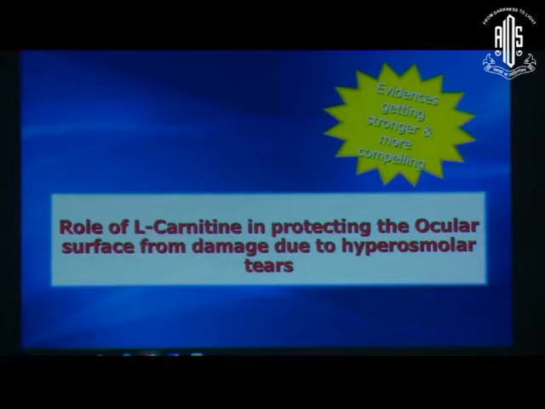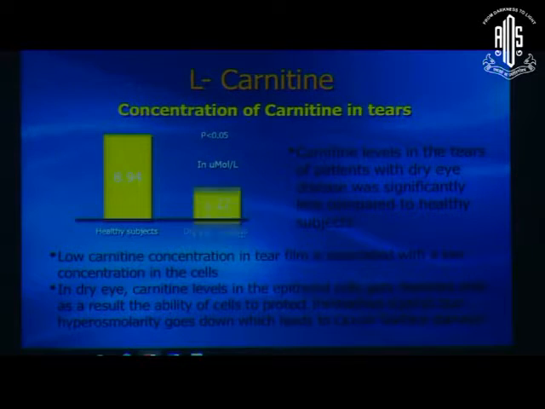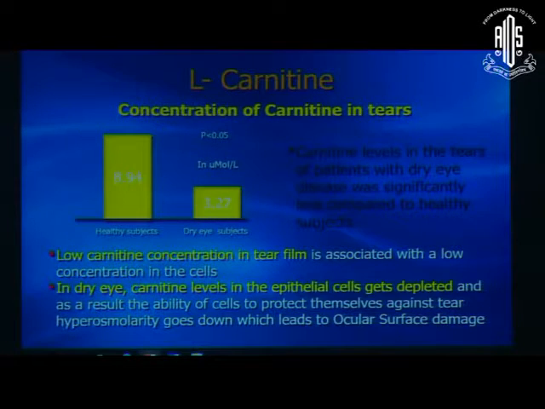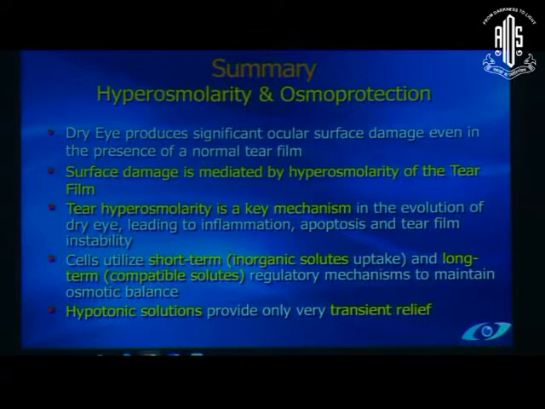More evidence is now being gathered on the role of L-carnitine in protecting the ocular surface, and we are finding that L-carnitine concentrations actually drop in the tears of patients with dry eye. One can see that in healthy subjects it's about 9, and in dry eye subjects it's about 3. So that tells us that there is a loss of these osmoprotectants available in the tear film, probably leading to the exacerbation of the dryness.